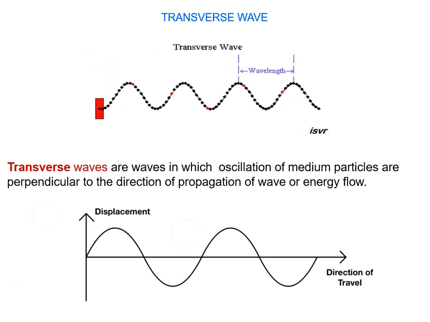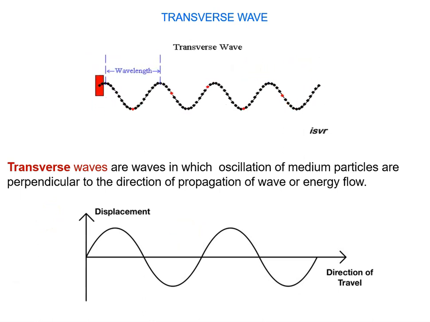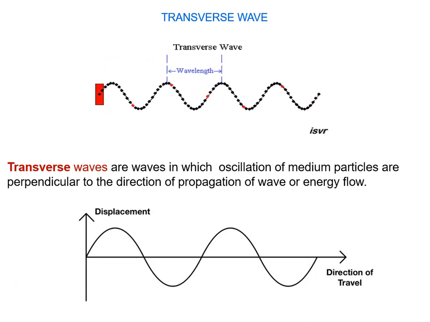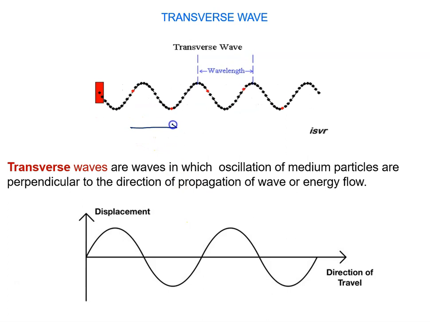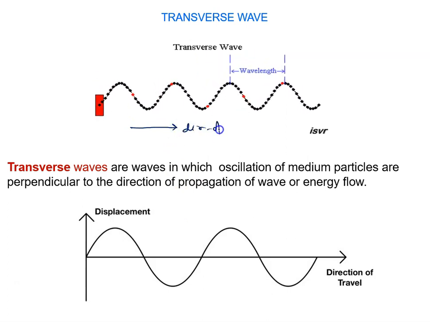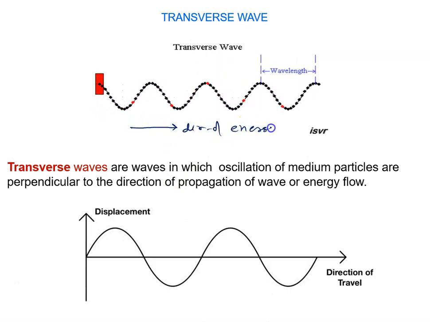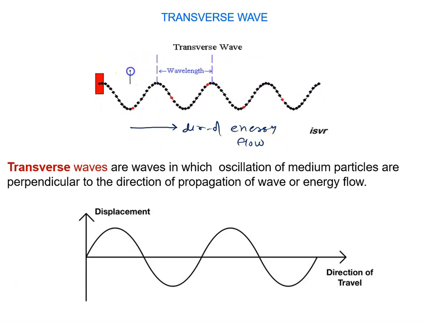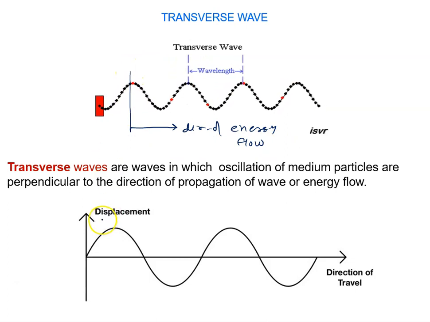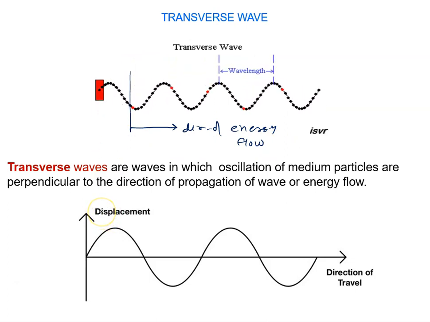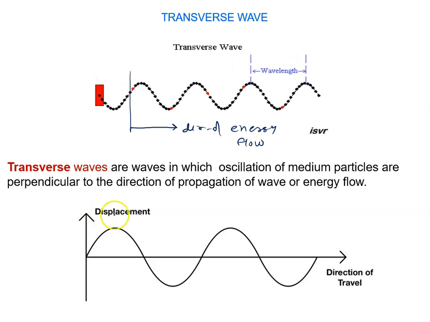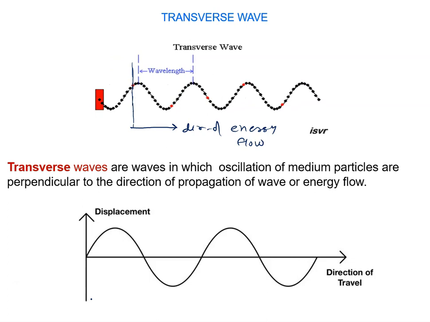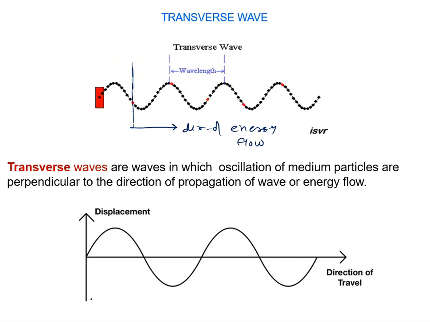So transverse waves are waves in which oscillation of medium particle are perpendicular to the direction of propagation of wave or energy flow. This is the direction of propagation of wave, direction of energy flow or wave flow, and this is the direction of vibration of particle of the medium. Now if you look at any particle, suppose you are observing this red particle where I have drawn this vertical line. If you look at this particle, this red particle is just moving up and down vertically.